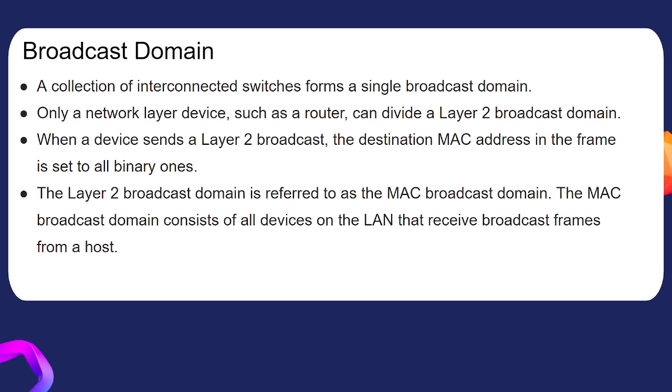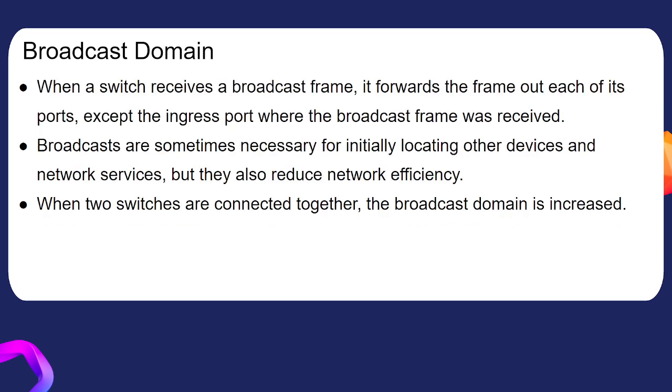Broadcast domain. A collection of interconnected switches forms a single broadcast domain. Only a network layer device such as a router can divide a layer 2 broadcast domain. When a device sends a layer 2 broadcast, the destination MAC address in the frame is set to all binary ones. The layer 2 broadcast domain is referred to as the MAC broadcast domain. The MAC broadcast domain consists of all devices on the LAN that receive a broadcast frame from a host. When a switch receives a broadcast frame, it forwards the frame out each of its ports except the ingress port where the broadcast frame was received.